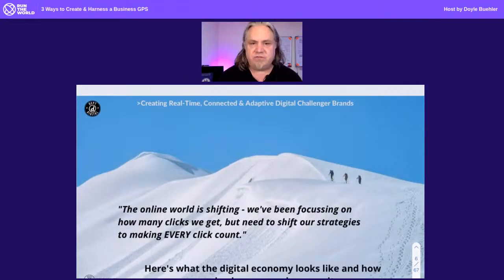The online world is shifting. We've been focusing on how many clicks we get, but we really need to shift our strategies to making every click count as well. This is why the strategies are changing, the tactics are changing as well, because previously it was just about eyeballs and clicks and that sort of thing. And as you've probably experienced, it's not about that anymore, right?